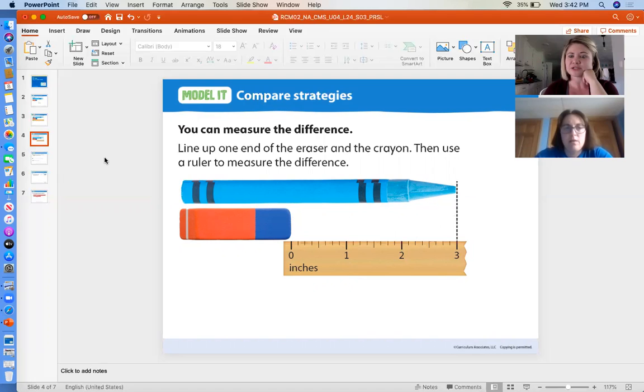So those are some different strategies that you can definitely use if you have the two objects and you can manipulate them around and you can pick up your ruler and move it. Right.